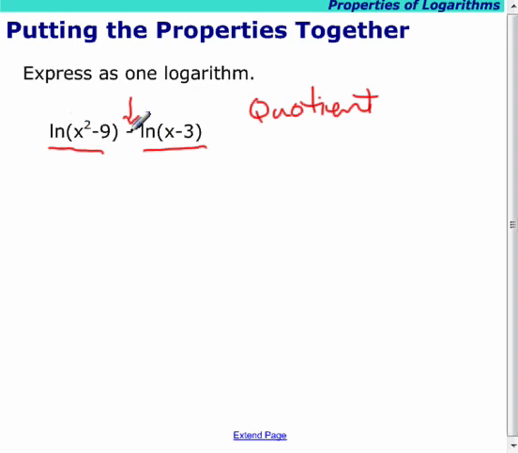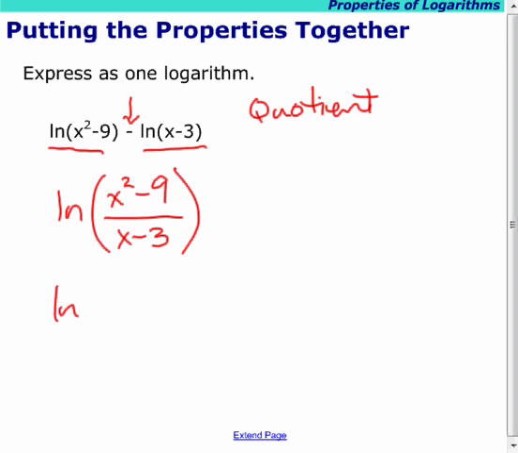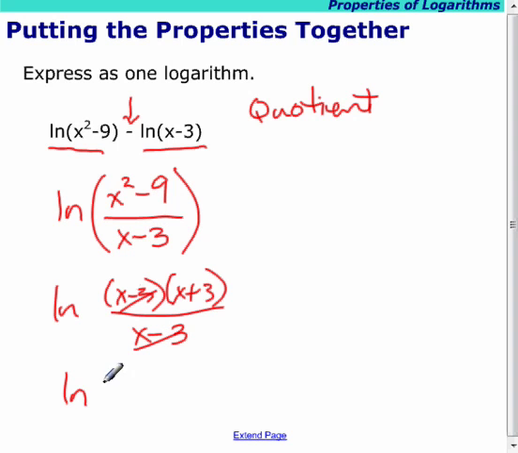So in applying the quotient law, in putting these together, I can just say it's the ln of both of them. But since this is a minus, it's the quotient law, so it's going to be the quotient of x squared minus 9 over x minus 3. You can put that in brackets or you don't have to. Now, x squared minus 9, isn't that a difference of squares? I could change that to (x minus 3)(x plus 3). This is going to work out just beautifully. And I have an x minus 3 on the bottom. This one will cancel with this one, and I'll be left with the ln of x plus 3.